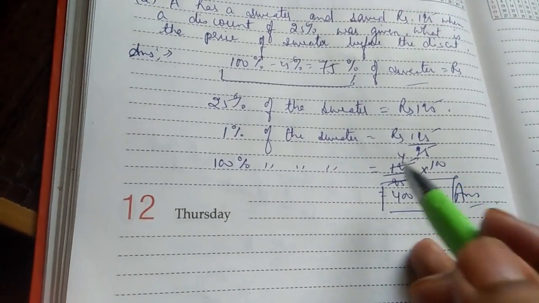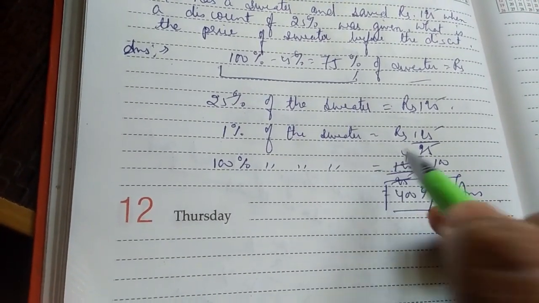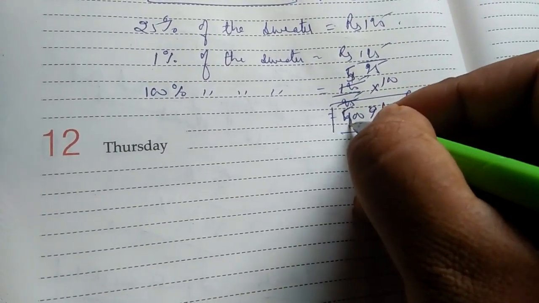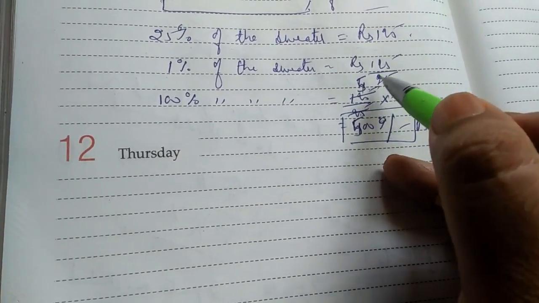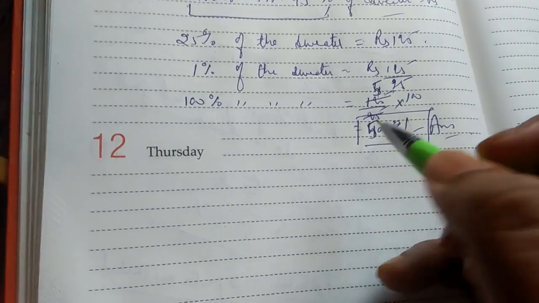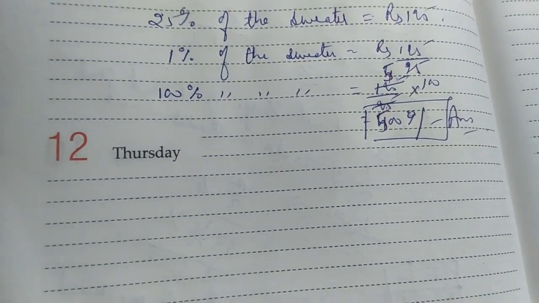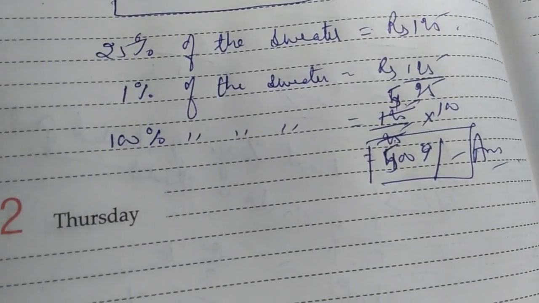No, sorry. 125 divided by 25 is 5. Okay, so 500. 125 divided by 25 is 5 times, so 500 is the answer. Alright, so nothing so difficult about it, simple enough. Practice a few questions based on this.